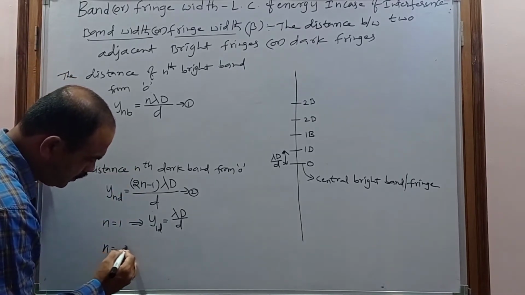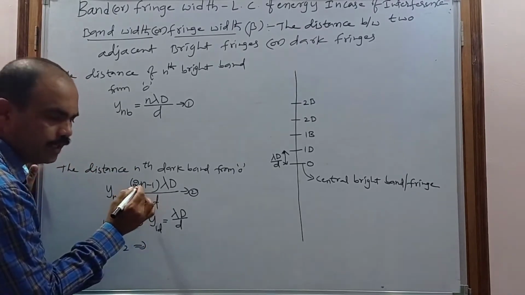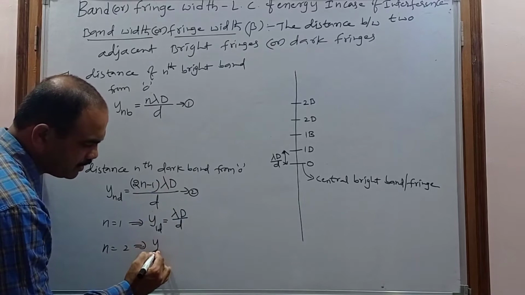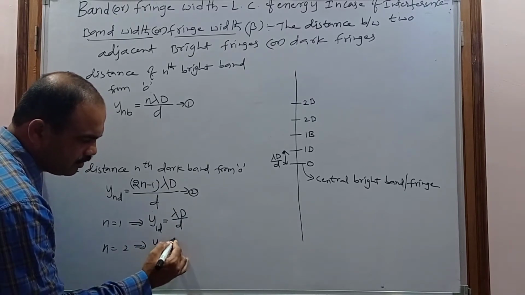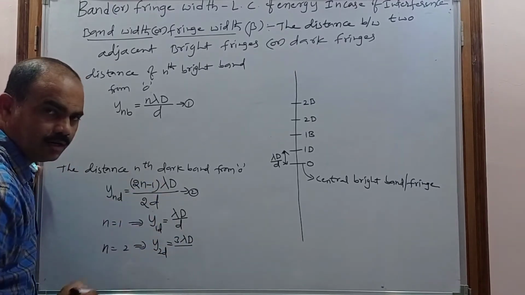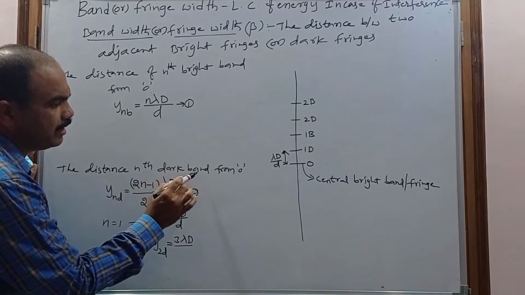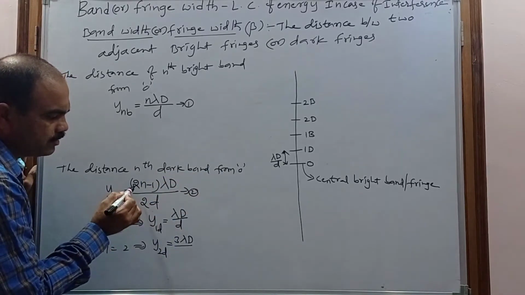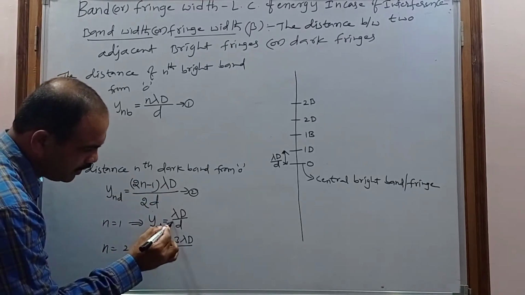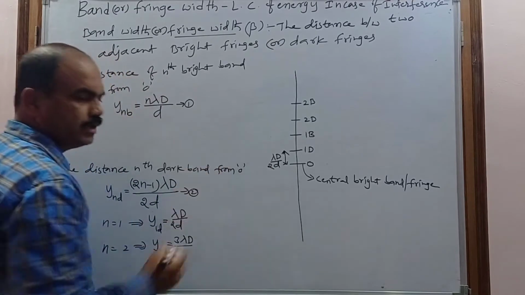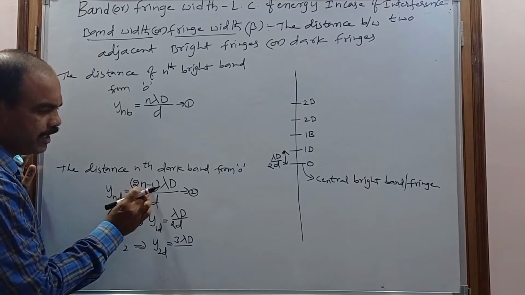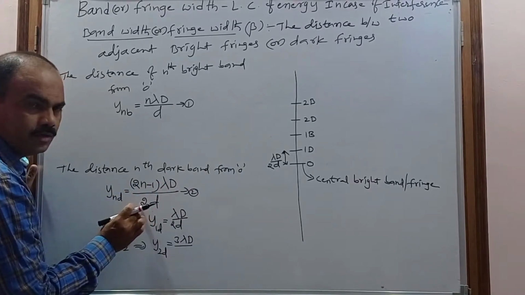If n equal to 2 is substituted in this equation, 2 into 2, 4, 4 minus 1, 3, so 3 into lambda D. So the distance of the second dark band is 3 lambda D by, sorry, here the formula has 2d, I forgot. So the distance of the nth dark band from O is 2n minus 1 into lambda capital D by 2 into small d.